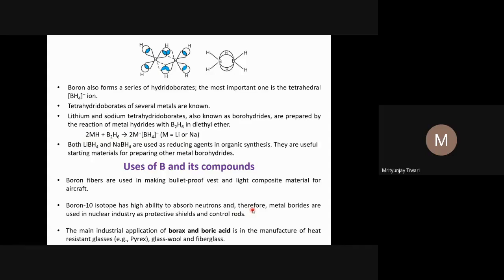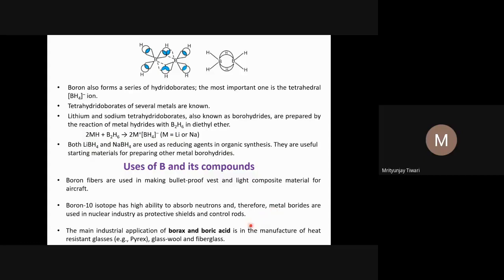decay or the decay of molecules, so that one can control the number of neutrons. And once you control the number of neutrons, the chain reaction will also be controlled, and that is how you can take energy in a controlled manner in the nuclear reactor. So to control a certain nuclear reaction, the fission reactions, we need certain types of neutron absorbers, and the boron 10 isotope has a high ability to absorb neutrons.